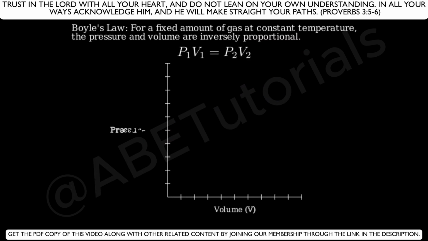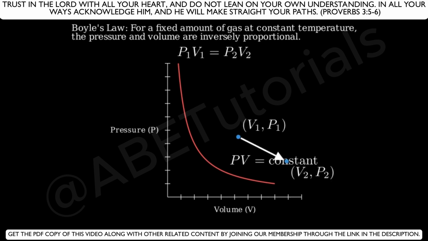We can also visualize this relationship on a pressure-volume graph. For an isothermal process, the relationship follows a hyperbola. As volume increases, pressure decreases, and vice versa. In our problem, we're moving from this initial state with volume V1 and pressure P1 to this final state with volume V2 and a pressure P2 that we need to find.